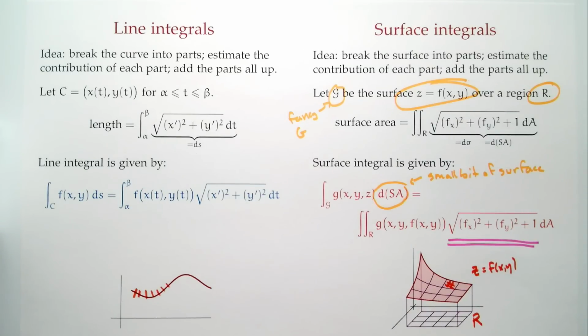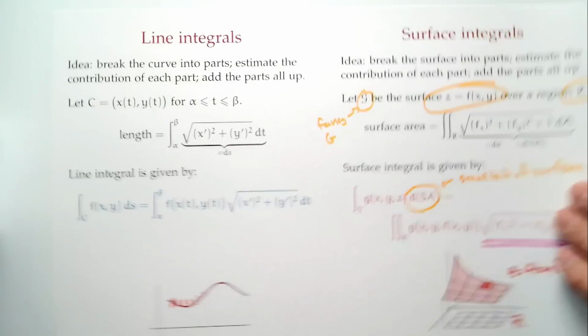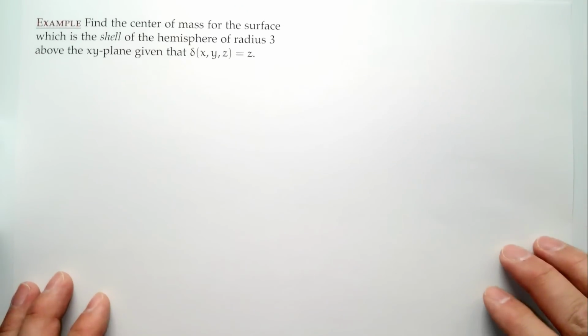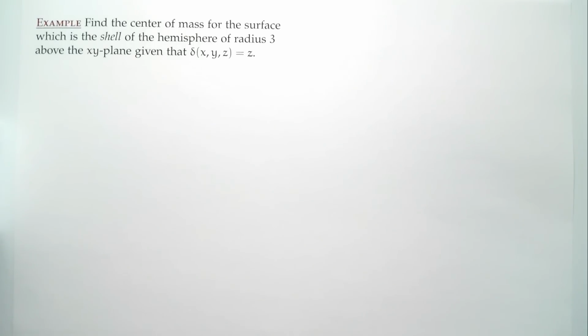So let's do an example. Let's find the center of mass for our surface, and our surface is the shell of a hemisphere of radius 3. Particularly, the hemisphere is the one that's above the xy plane. When we're talking about the shell, it's sort of the candy coating of your M&M. It's not a solid hemisphere, it's just the surface.